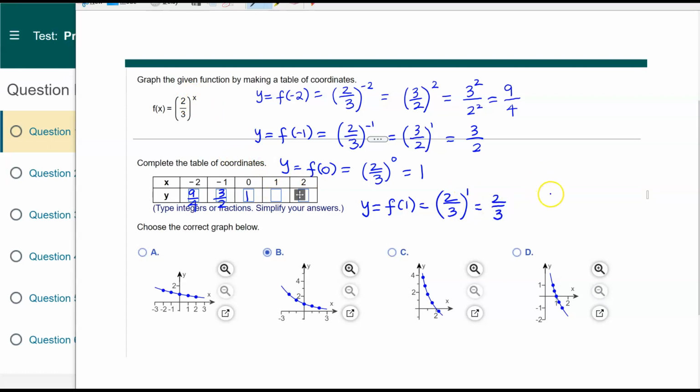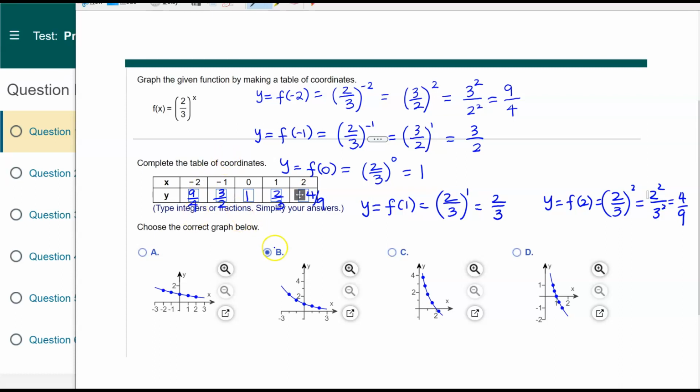Then lastly, you have f of 2. So you replace the x here by 2. So 2/3 raised to 2. Then distribute the exponent. That's 2 squared over 3 squared. So that is 4/9. So this is 2/3, and this is 4/9. Then that's your table.